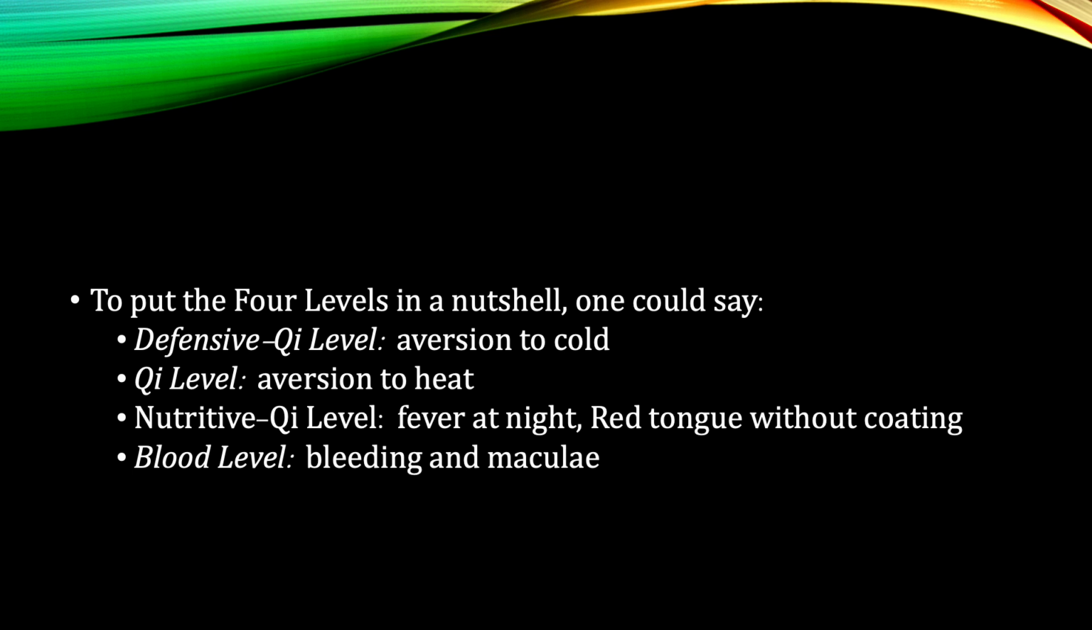To put the 4 levels in a nutshell, one could say, at the defensive qi level, there is aversion to cold. Qi level, aversion to heat. Nutritive qi level, fever at night, red tongue without coating. At the blood level, bleeding and maculae.